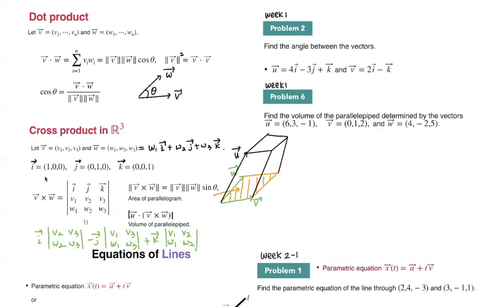Okay, so there was a problem like find the volume of the parallelepiped determined by these three vectors. Actually, I wrote this one. These problems were in our discussion sections. So if you need the solutions of these problems, then you can see them in the discussion section videos. You can find it in the week 1 video.